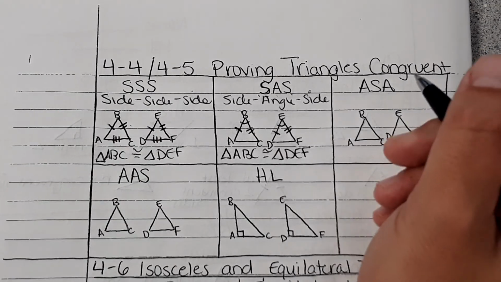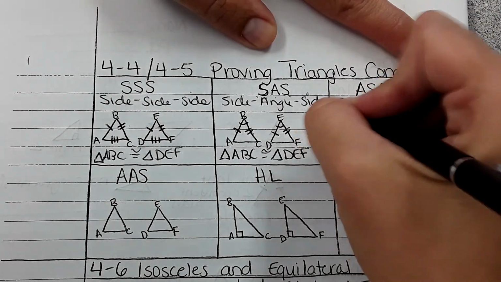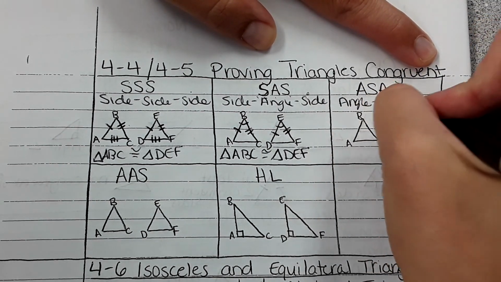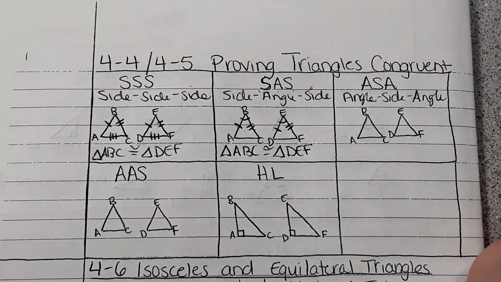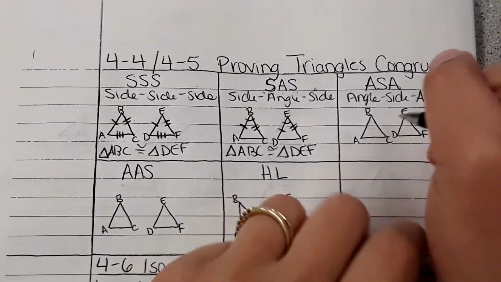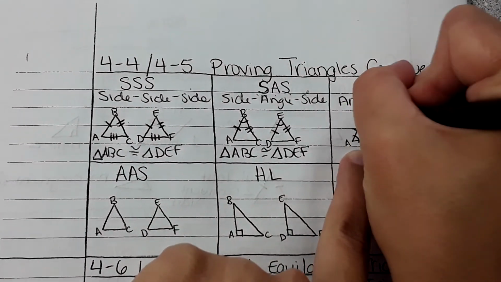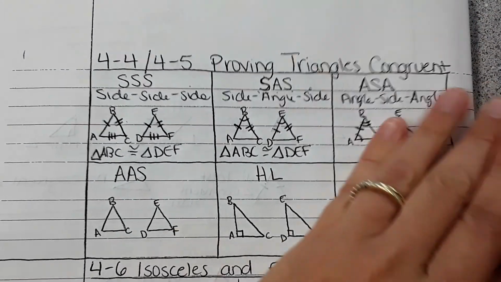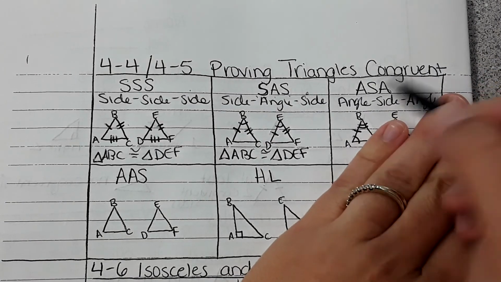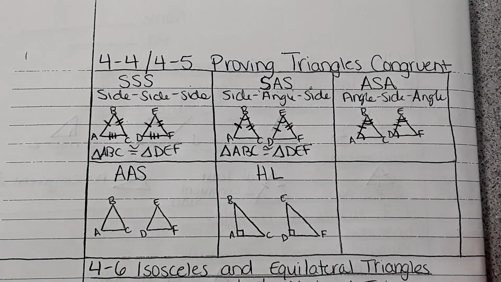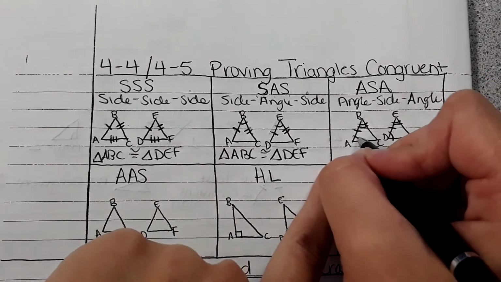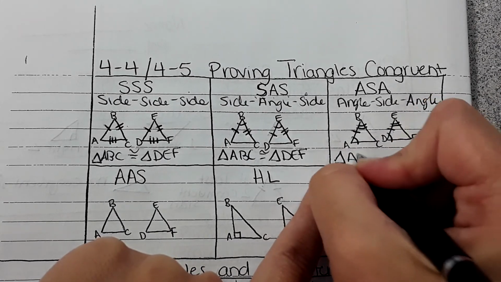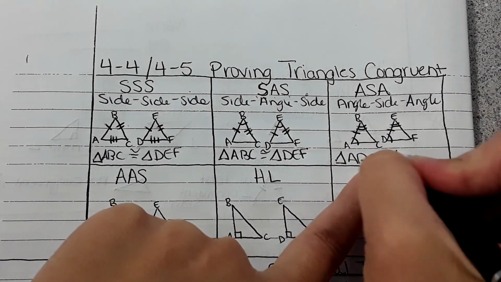The next one, as you may predict, is angle, side, angle. Side in between angles. So what does this look like? Angle, side, angle. And again, it has to be right next to each other. The side does have to be right in between those two angles. And then if you have angle, side, angle congruence, then you can say that triangle ABC is congruent to triangle DEF.